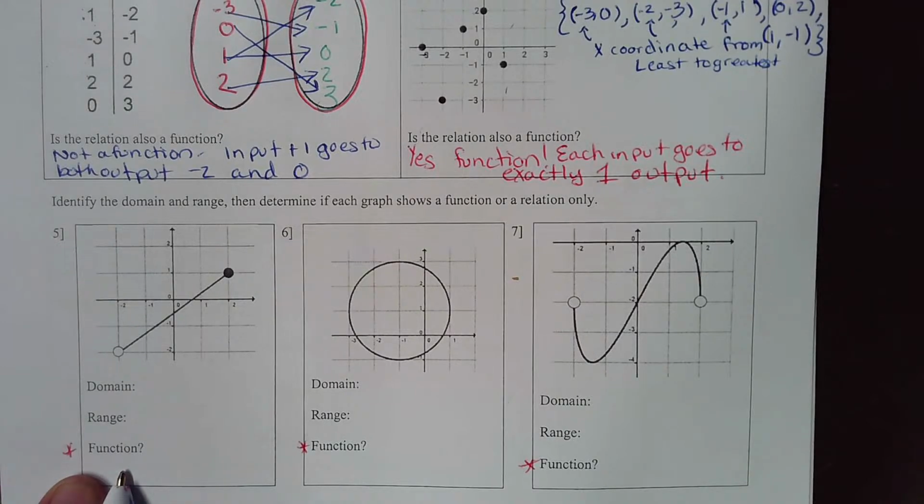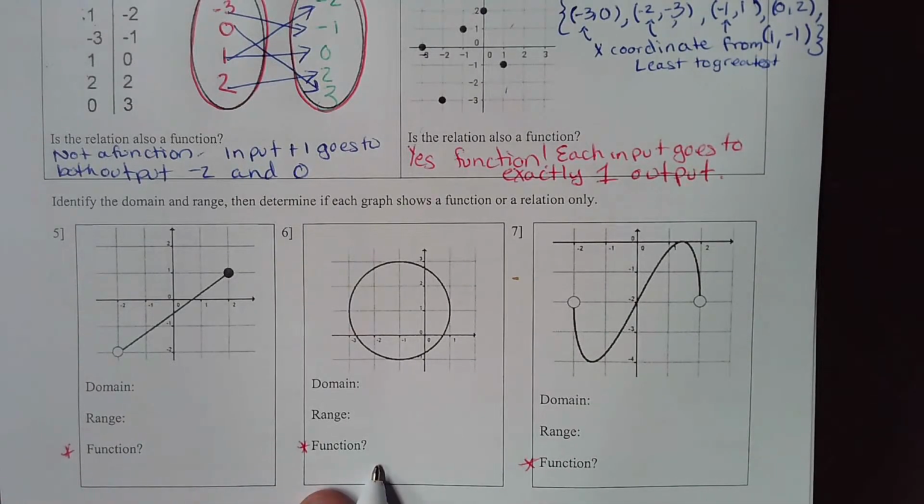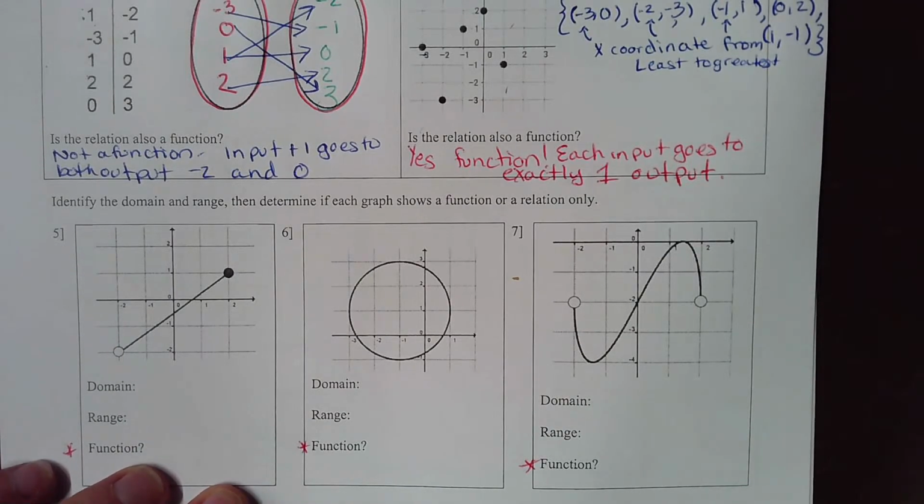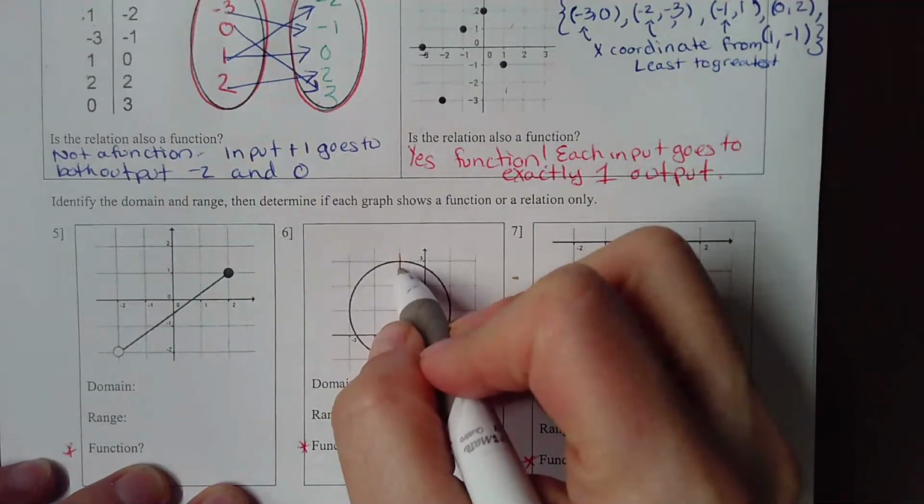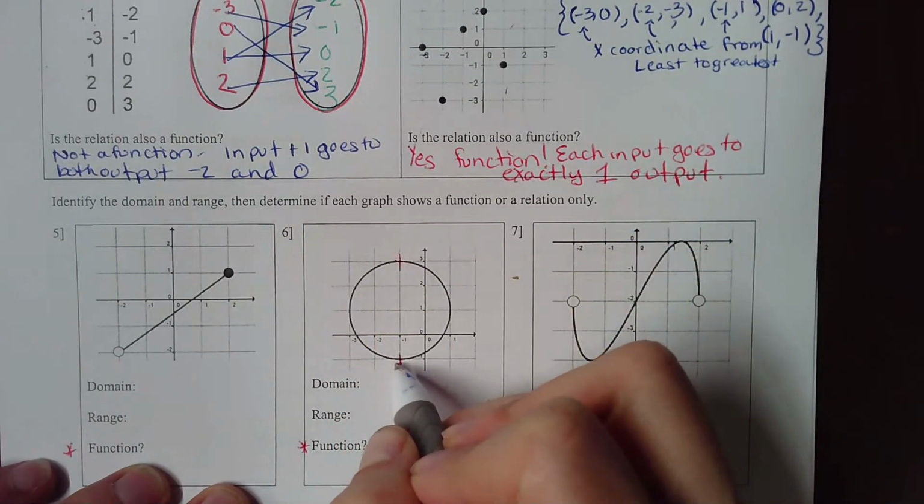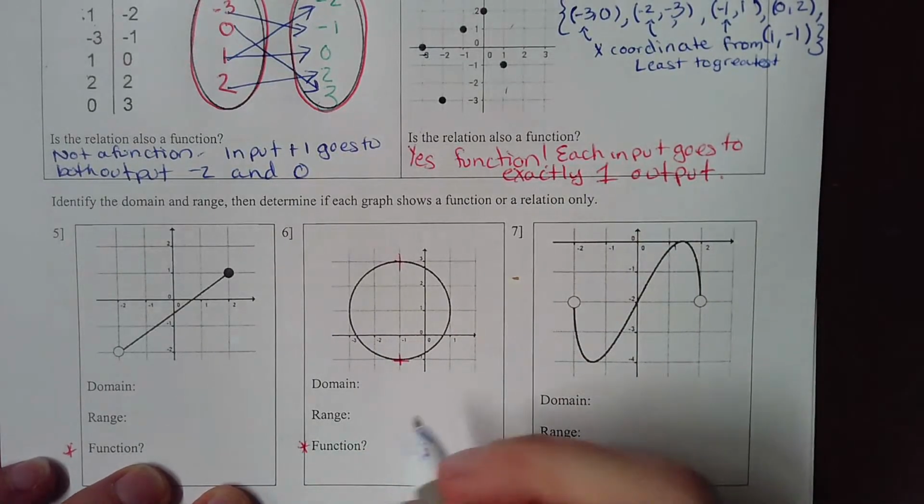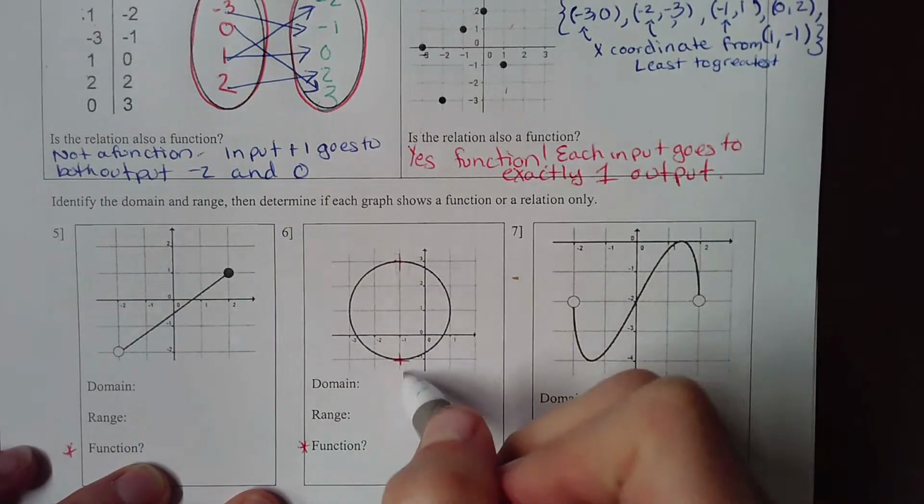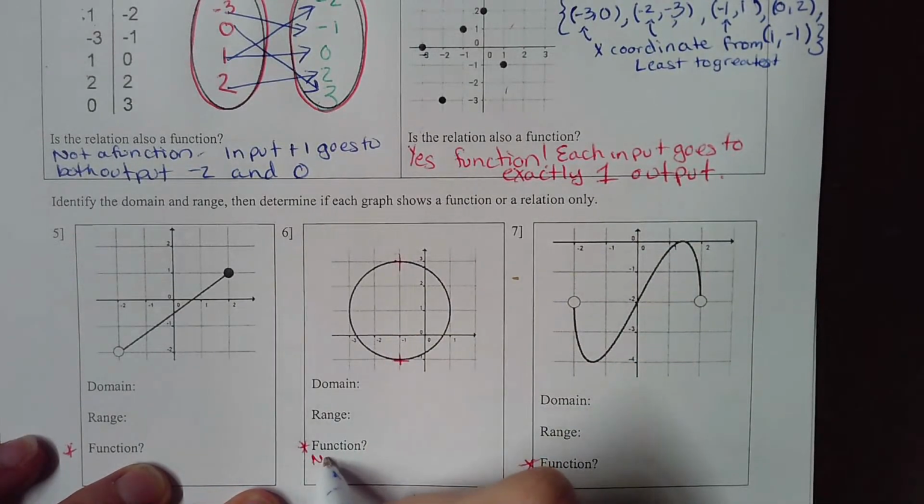Is it a function? Yes. Each input goes to exactly one output. Is it a function? No. Input blank goes to both output blank and blank. I like to call these little crosshairs. Those are 2 very nice crosshairs. I would use those 2 coordinates, not a function.